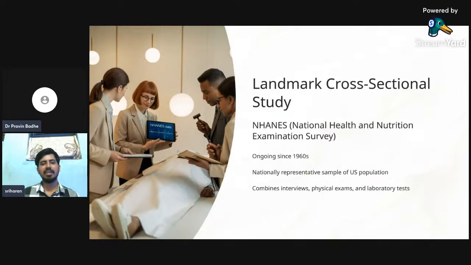Landmark: here the study is still ongoing. It is a US based study, the National Health and Nutrition Examination Survey. This study takes place through surveys, interviews, and questionnaires. They publish their results every month or every two months. This is one of the ongoing studies since the 1960s.